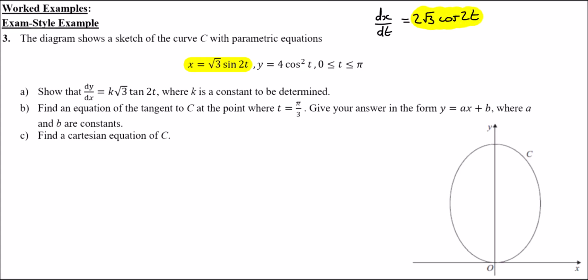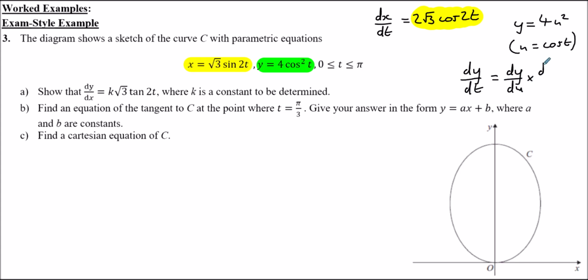Now for y, to work out dy by dt, what I'm going to suggest we do is think of this as y equaling 4u squared. And we can now use the chain rule to differentiate y. So y equals 4u squared, and I'm going to call u being cos t. So then dy by dt, using the chain rule, that's going to be dy by du multiplied by du by dt.